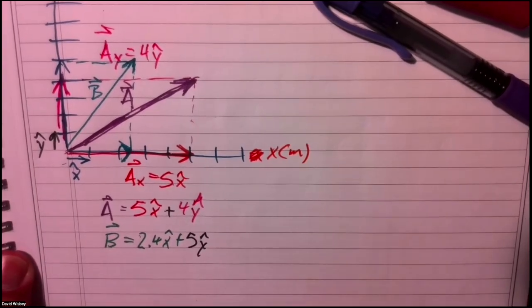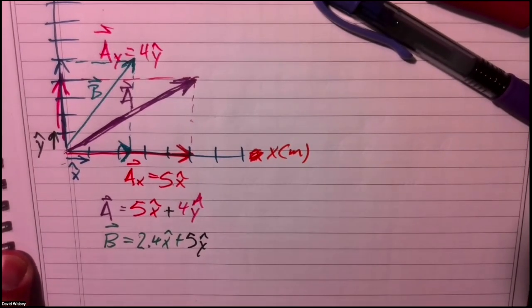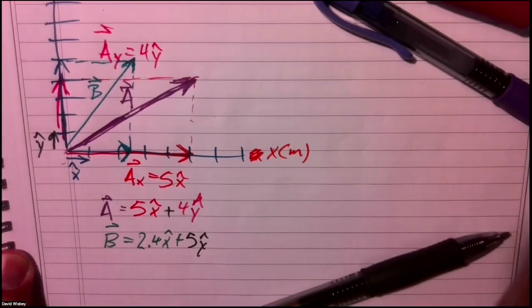All right, so we've got our vectors here. We're going to add A and B together. Let's just do it. And then we're going to draw the resultant vector.